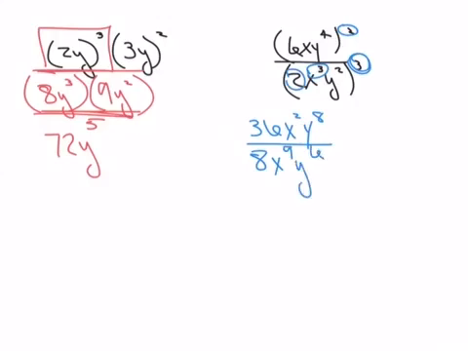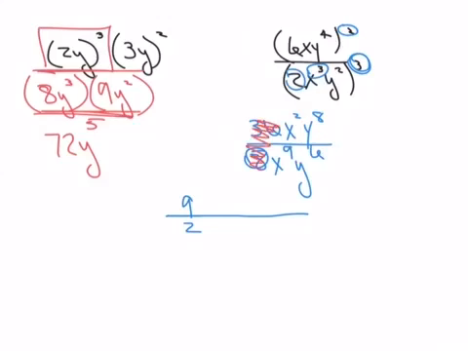36 over 8. Oh, goodness, how do we divide that out? All right, so let's see. 36 divided by 4 is 9, and 8 divided by 4 is 2. Okay, so there's that reduced. 4 goes into both of those. Okay, so we just took care of the numbers.